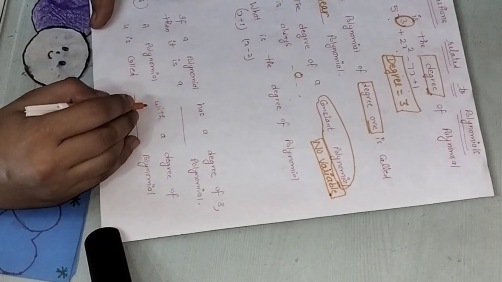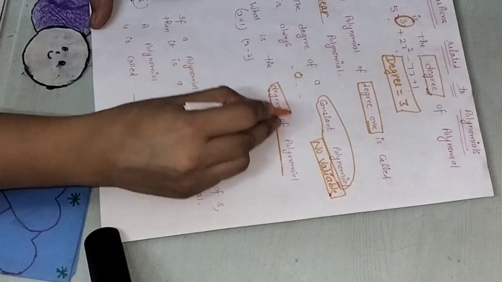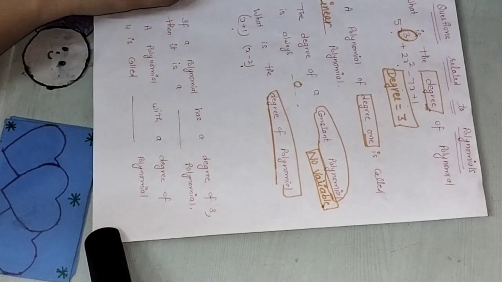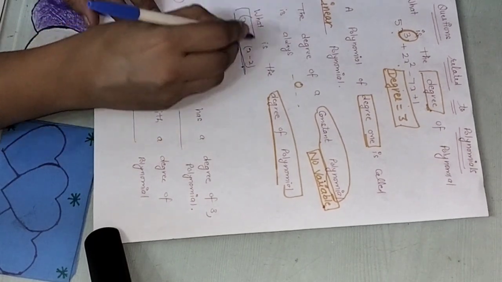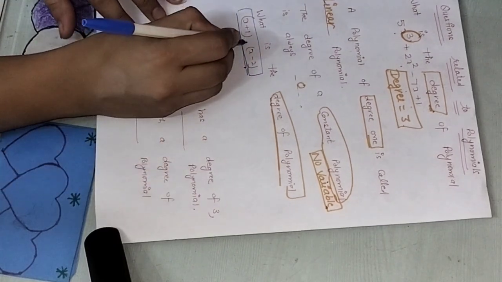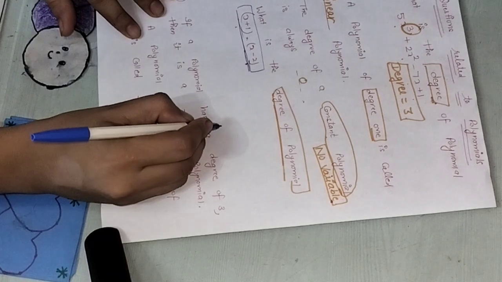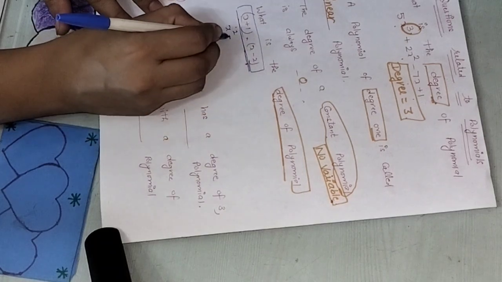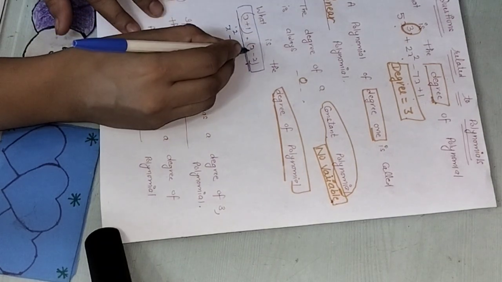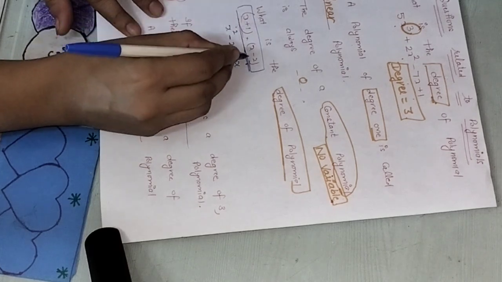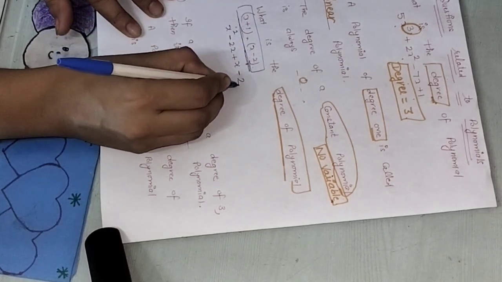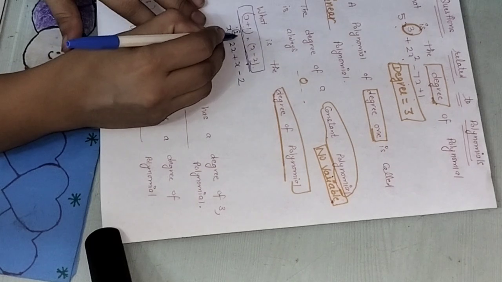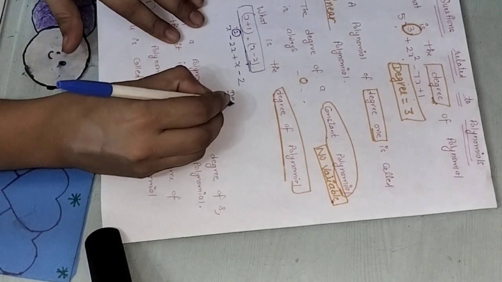The next question is, what is the degree of the polynomial (x plus 1)(x minus 2)? Firstly, we need to solve this statement to find the degree. So we will multiply these terms and then find the degree. We multiply x by x, that is x square, x with minus 2, that is minus 2x, plus 1 multiplied by x will be plus x, and minus 1 multiplied by 2 will be minus 2. We don't need to solve it further. Here the highest power is 2, so the degree will be 2.